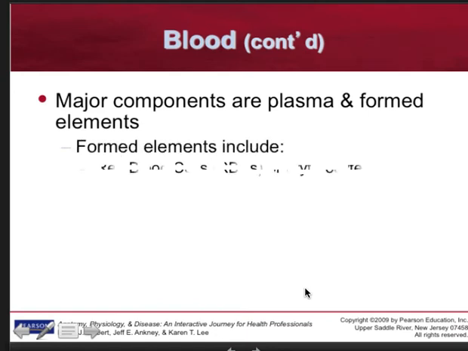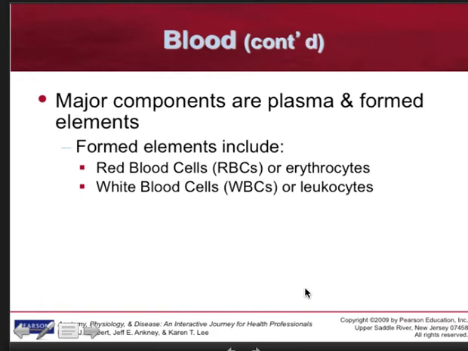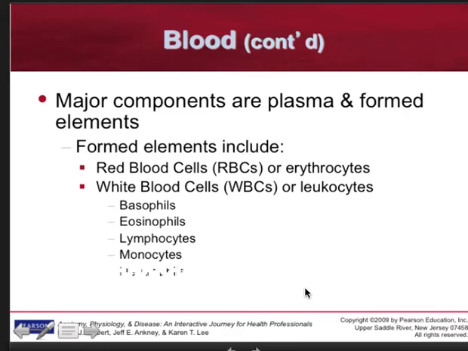The formed elements include red blood cells, which carry oxygen, and white blood cells or leukocytes, which are primarily our body's defense mechanisms, and these can be broken into different subgroups. There are basophils, eosinophils, lymphocytes, monocytes, and neutrophils, and they all have slightly different roles in the defense of the body. Thrombocytes or platelets are cells that are involved in the clotting cascade.